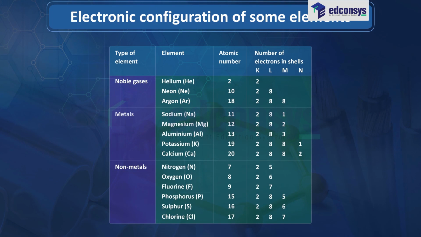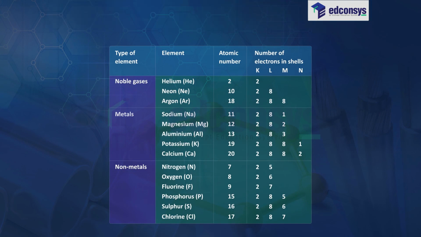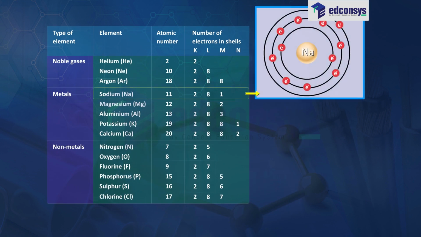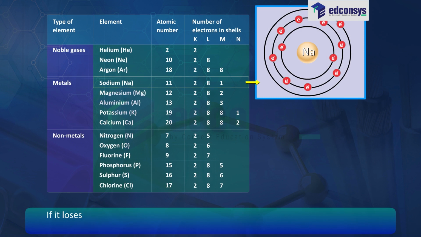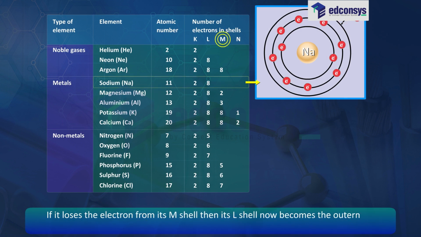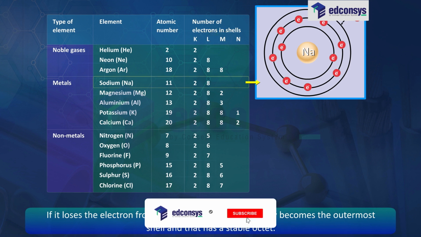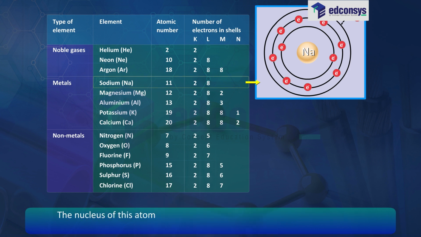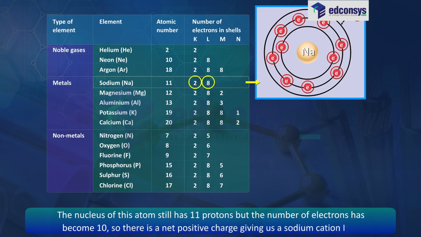Electronic configuration of some elements. We can see from the table that a sodium atom has one electron in its outermost shell. If it loses the electron from its M shell, then its L shell now becomes the outermost shell, and that has a stable octet. The nucleus of this atom still has 11 protons, but the number of electrons has become 10. So there is a net positive charge, giving us a sodium cation, Na+.